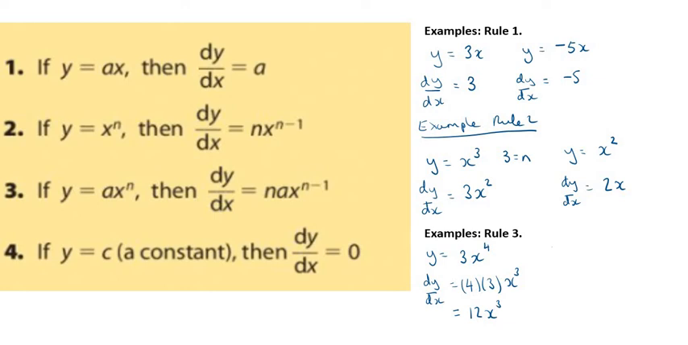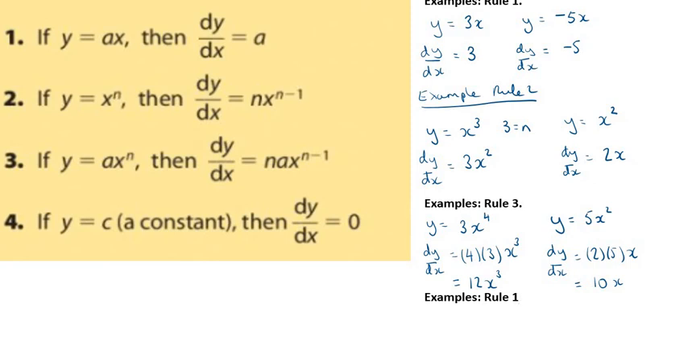A second example would be y is equal to 5x squared. Dy dx is equal to 2 times 5 times x to the power of 2 minus 1, which is x to the power of 1, which we just write as x, which is equal to 10x.